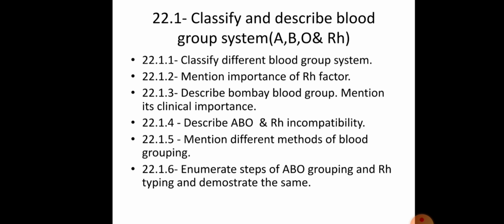Today's practical competencies are 22.1, 22.2 and 16.7. In this we will include, first of all, 22.1, where we will classify different types of blood group system. Then we will mention the importance of Rh factor, and third, describe the Bombay blood group and its clinical importance. Fourth, we will describe ABO and Rh incompatibility. Fifth, we will discuss different methods of blood grouping, and then we will demonstrate the same. This will be done by my president.